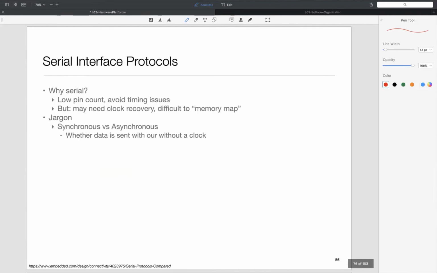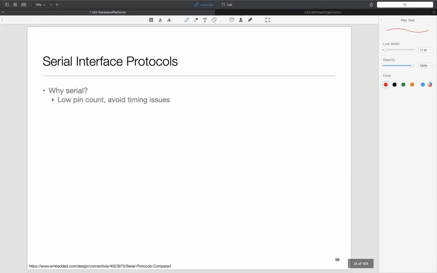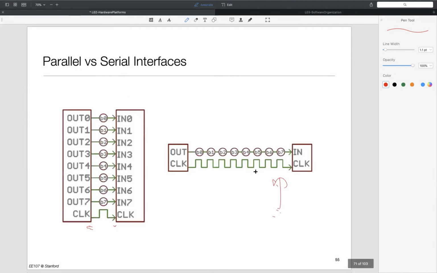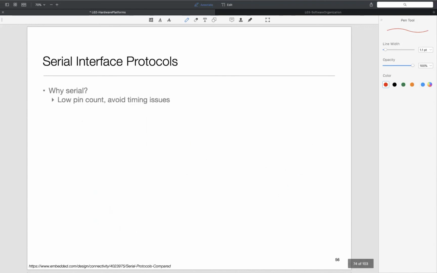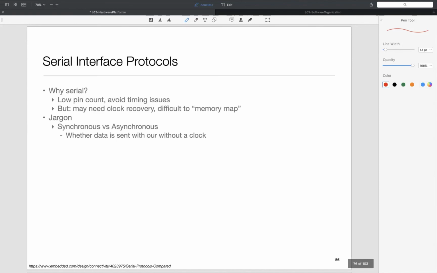Now, serial, as we just discussed, is low pin count and avoids timing issues. But if you don't have a clock, then you may need to recover the clock. In this example, you were sending the clock separately. But if I don't send the clock, then I have to make sure that from the timing of the bits, the receiver can figure out its clock. That's what happens in your typical serial port. It's also a more complicated software interface to deal with.